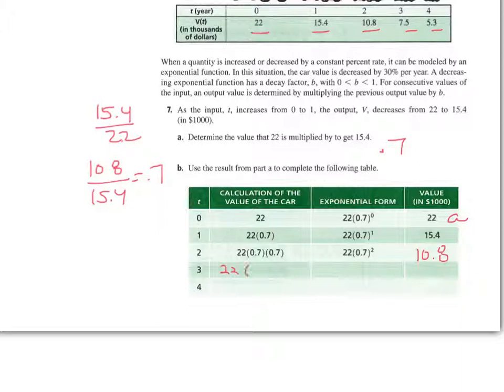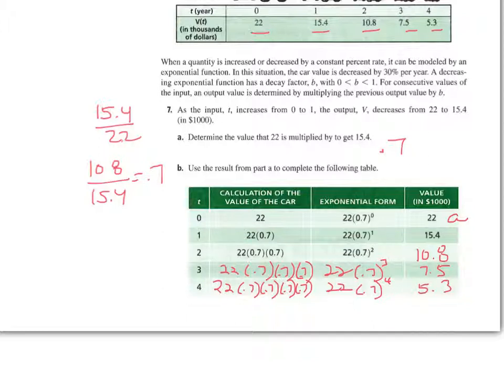Then 22 times 0.7 times 0.7 for 3 years would give us our 7.5. And likewise, after 4 years, we would do 22, our initial, times 0.7 to the 4th. So it loses 30% 4 times there, would give us 5.3 thousand.